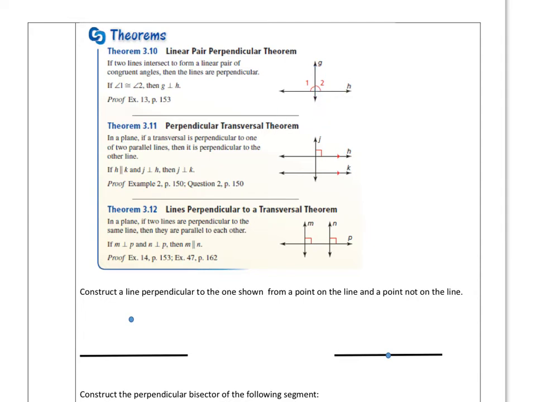And this next one, if these two lines are parallel, your book calls it the perpendicular transversal theorem.